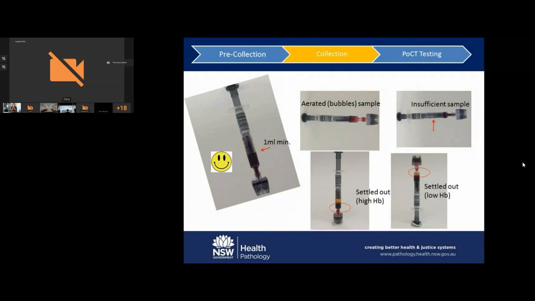Here are two syringes that have been collected and stood in a rack for 5 to 10 minutes. The blood has settled out, separating from the plasma. Depending on which one you use, you would either get a falsely high hemoglobin from the red cell rich end or a falsely low hemoglobin from the plasma end. If, however, you remember to do your second mix, you would not have this problem.